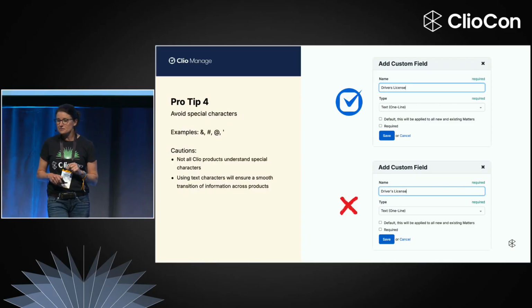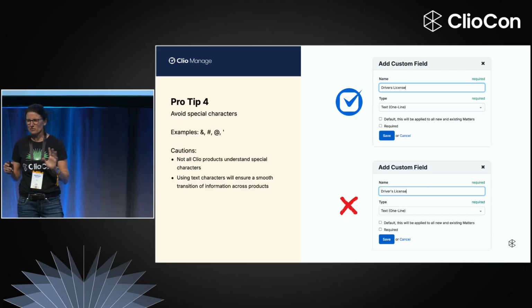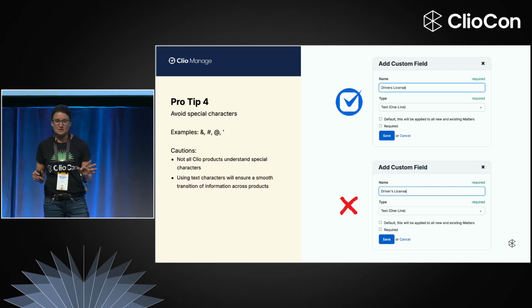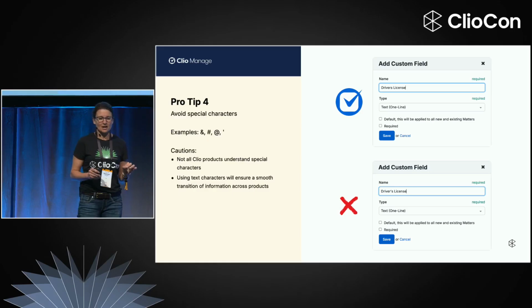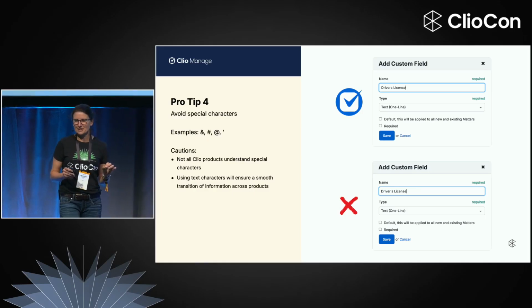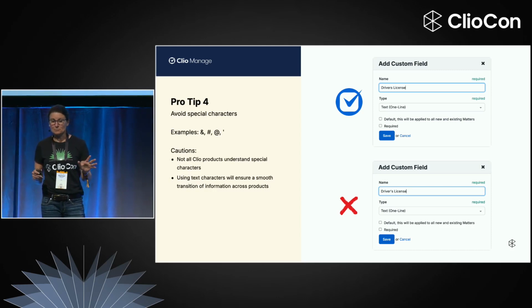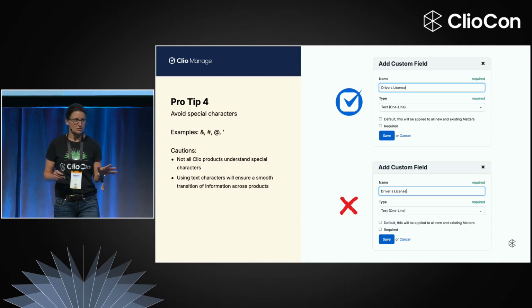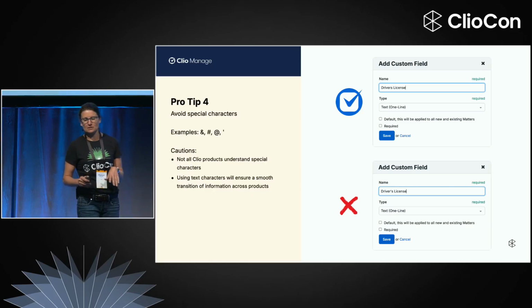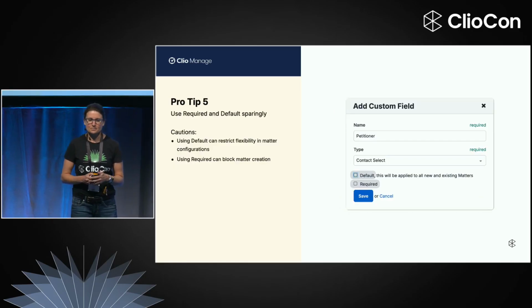When naming your fields, pro tip 4, and this is more of a common mistake to avoid, don't use any special characters in your field names. Keep them to letters and spaces. And this actually includes symbols like apostrophes. This will also ensure that your fields work correctly across all of our products.